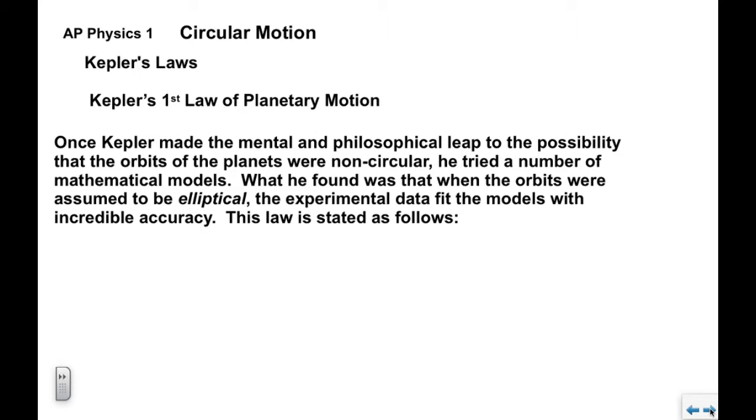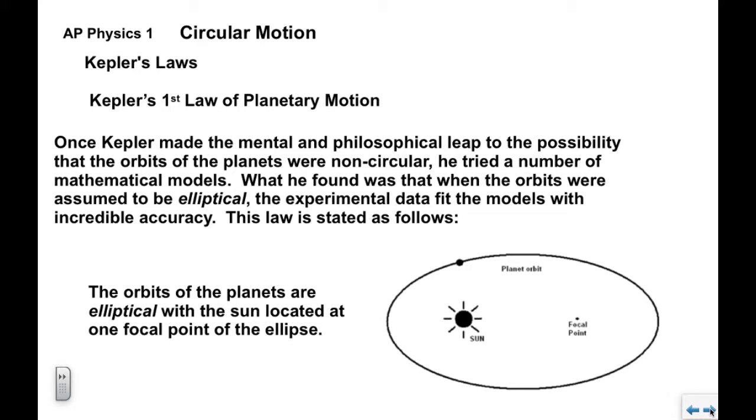So first we'll look at Kepler's first law. Once he made the mental leap to the possibility that the orbits weren't circular, he tried a number of different mathematical models. And what he found was that when the orbits were assumed to be elliptical, the experimental data fit the models with a high degree of accuracy. So the law is stated this way. The orbits of the planets are elliptical, with the sun located at one focal point of the ellipse.